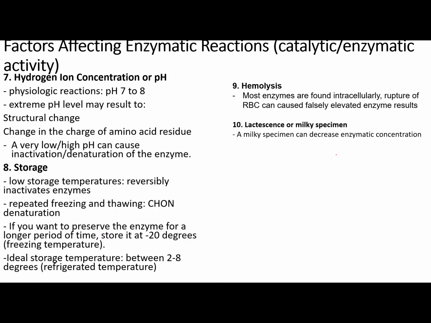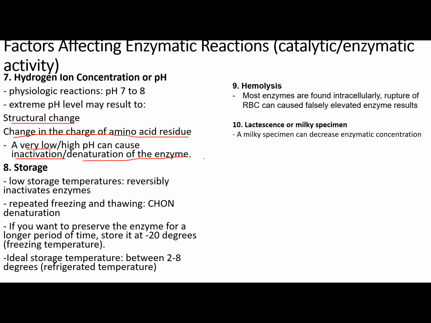Then another factor affecting enzymatic reaction is your hydrogen ion concentration, or the pH. The ideal physiological pH of enzymes is 7 to 8, and extreme pH levels may result in structural change. It would also cause a change in the charge of amino acid residues. A very low or high pH can cause inactivation and denaturation of the enzyme.